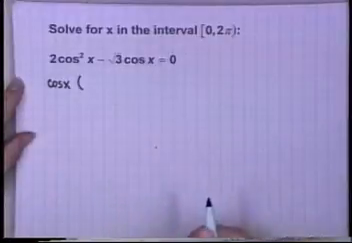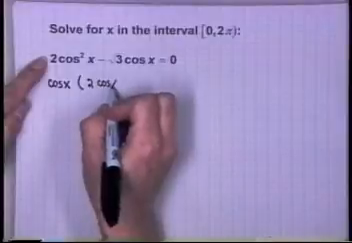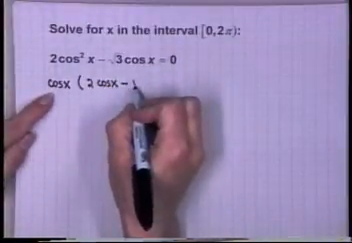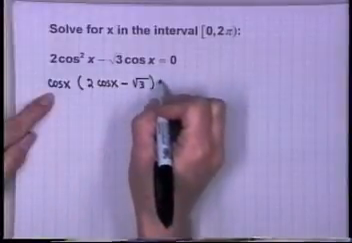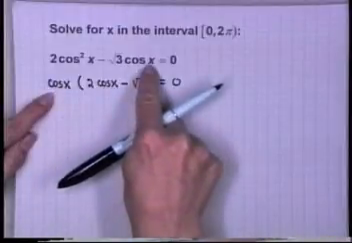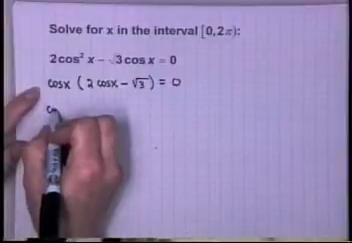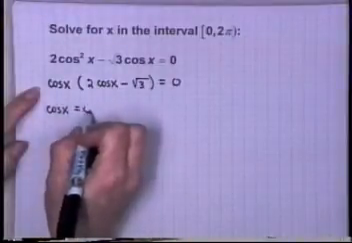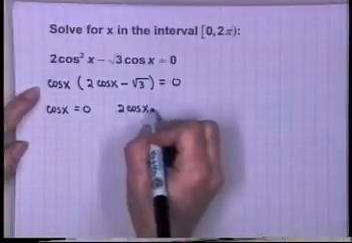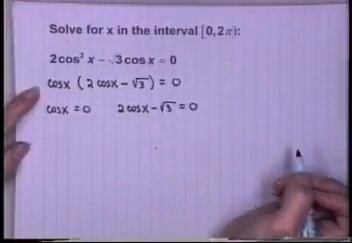If I factor out cosine x, in the first term it will leave 2 times cosine x. And then I'll have minus. If I factor cosine x out of that second term, I get square root 3. Now notice if you multiply this back out, it should give you what you had up here. So make sure we have these correct factors. Now I'm going to set each of these factors equal to 0. So cosine x equals 0, or 2 cosine x minus the square root of 3 equals 0.